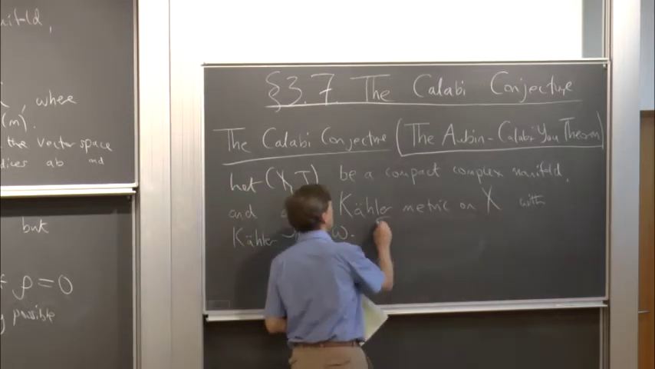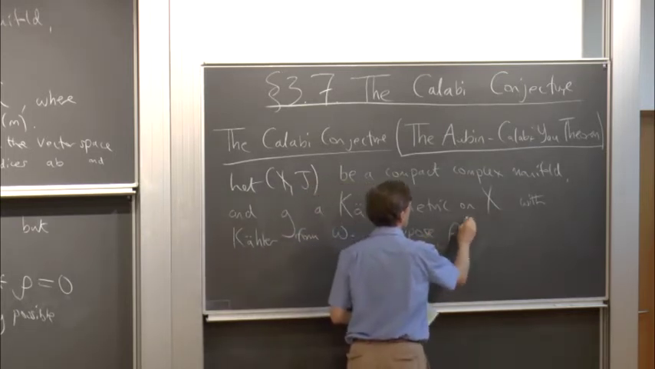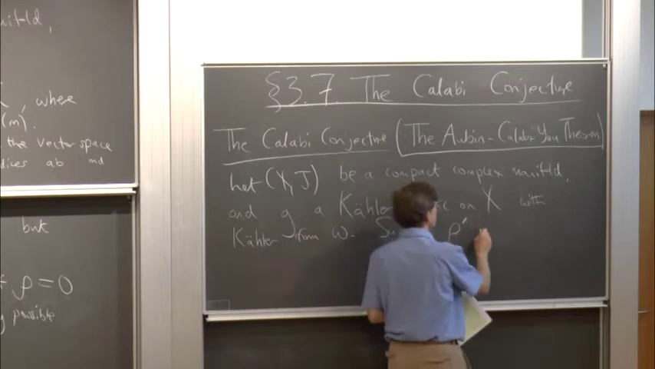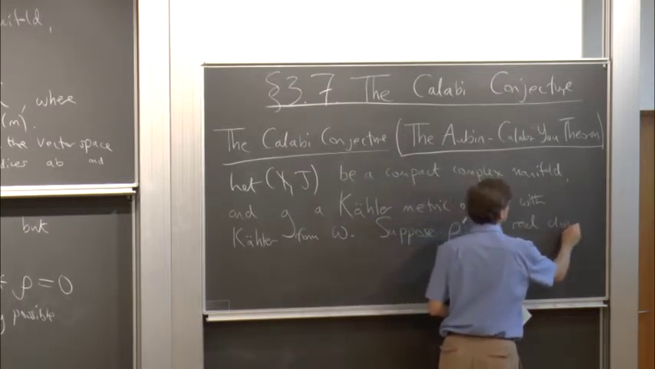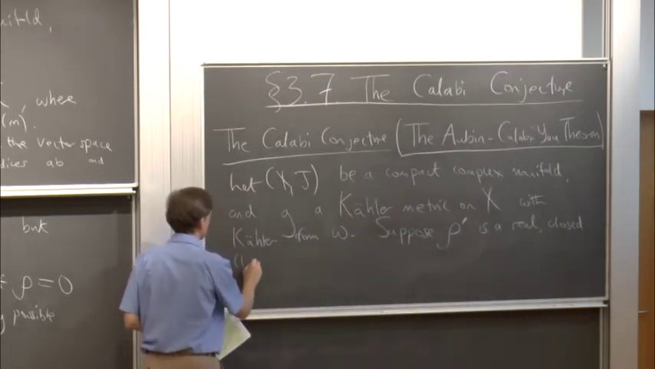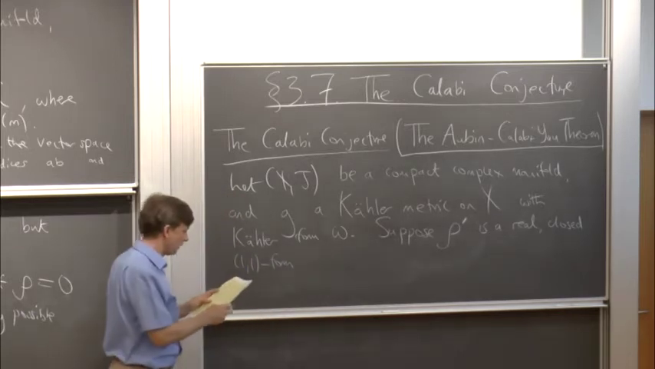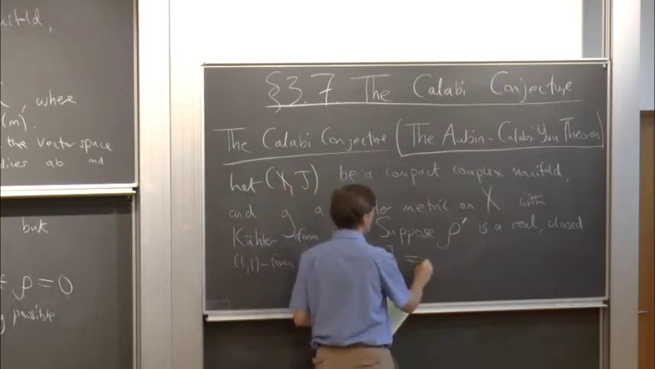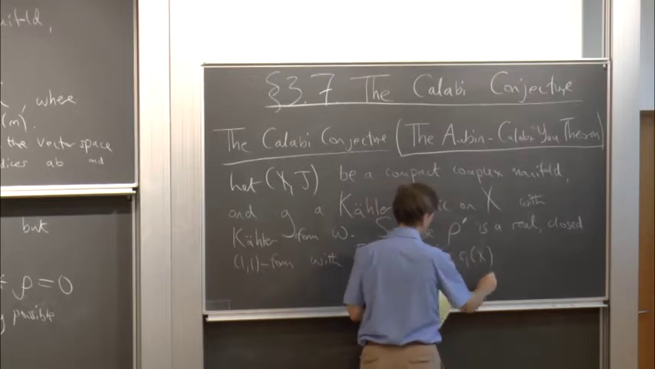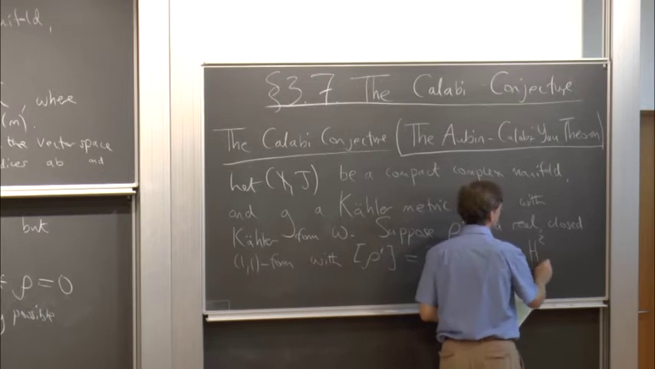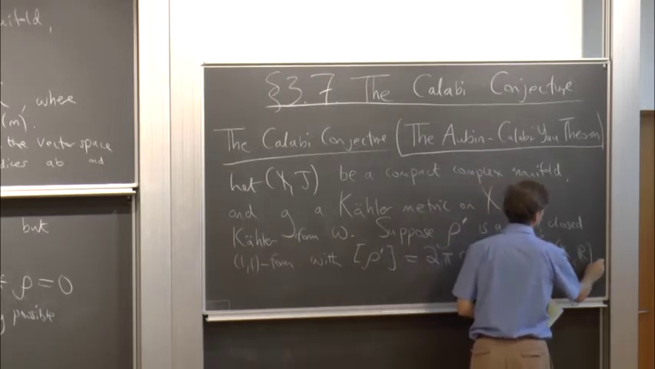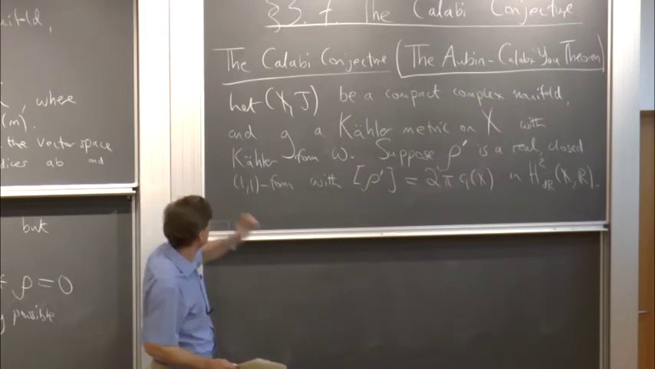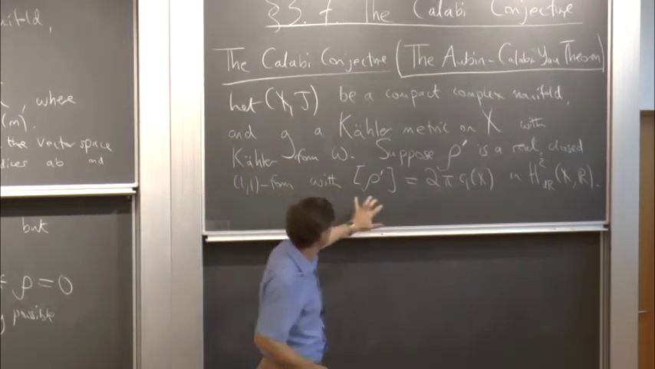So now let's suppose that rho prime, where rho is the Ricci form of g, is some other real closed (1,1)-form, with de Rham cohomology class, the bracket of rho prime, equals 2 pi C1 of X in the second de Rham cohomology group of X. So rho prime is a candidate Ricci form for some Kähler metric on X, because it has the properties we need. It's real, closed (1,1), and it has the correct cohomology class.